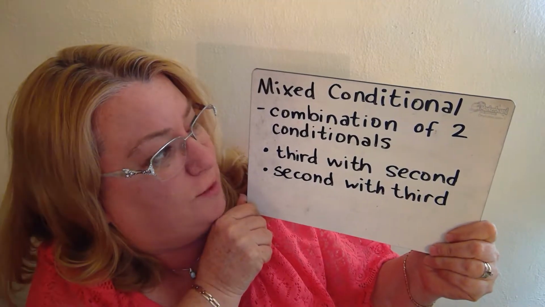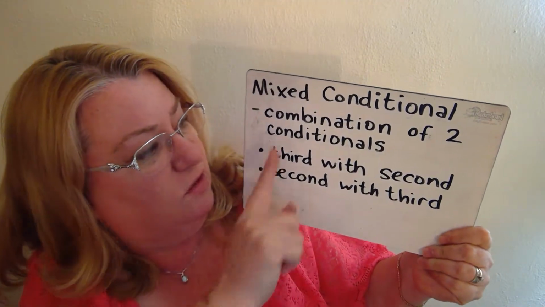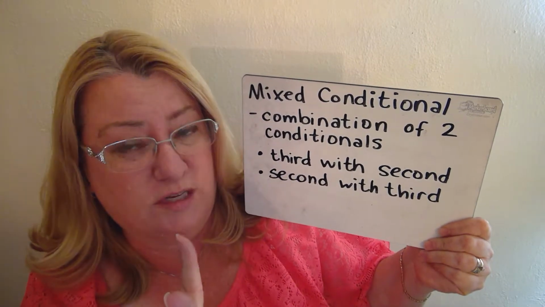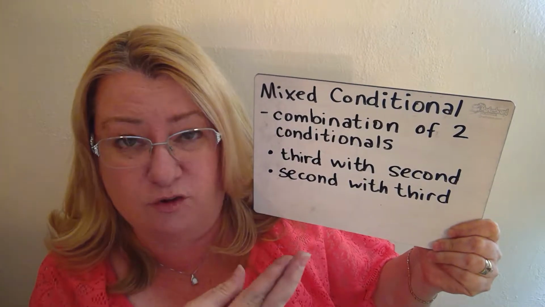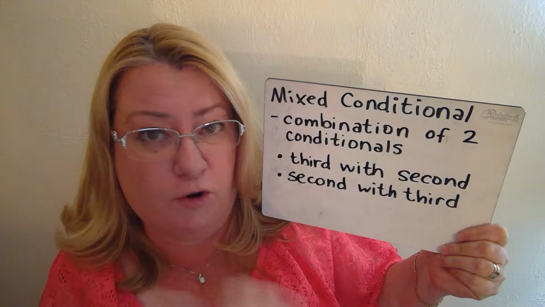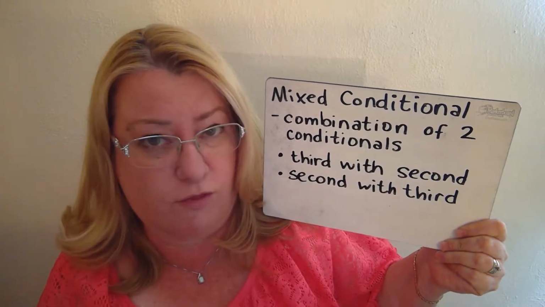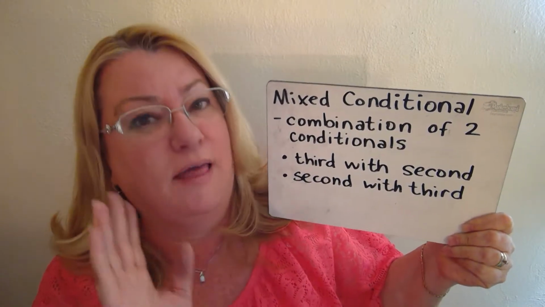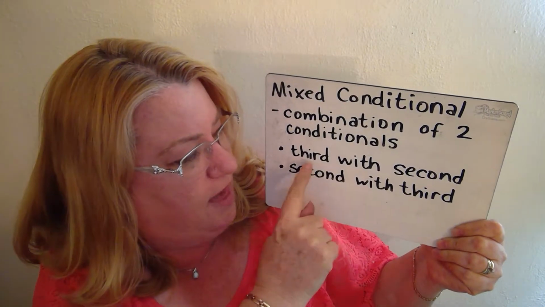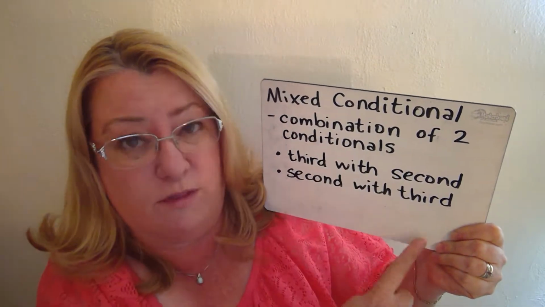Let's take a look at the mixed conditional. We're going to look at the combination of two conditions put together to make a mixed. It's not a pure first, second, third. It's going to be mixed. And the most common mixed will be a third with a second or a second with a third.